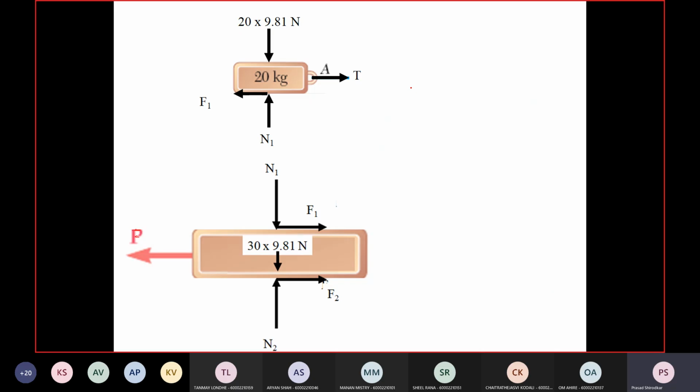So now let's write the equations, starting with block A. Summation Fy is 0. So N1, upwards positive, N1 minus 20 into 9.81 is equal to 0. So that would give you N1. So calculate N1, and F1 will be μs into N. That is, μs is 0.4, so 0.4 into N.